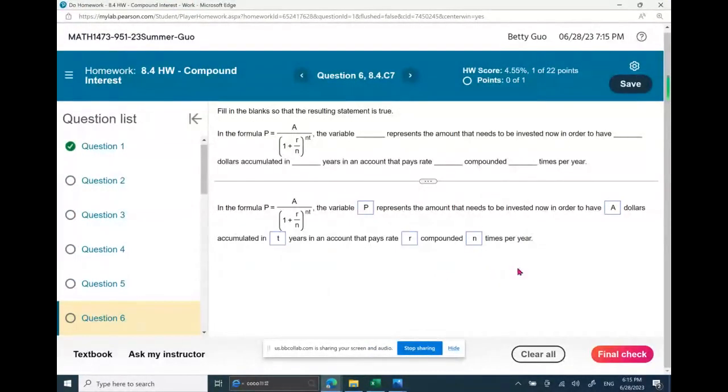And n times a year. N here is the number of times the interest is compounded every year. When n equals 1, annually. N equals 2, semi-annually. N equals 4, quarterly. N equals 12, monthly. N equals 365 or 360, daily. N approaches infinity, that is continuously.